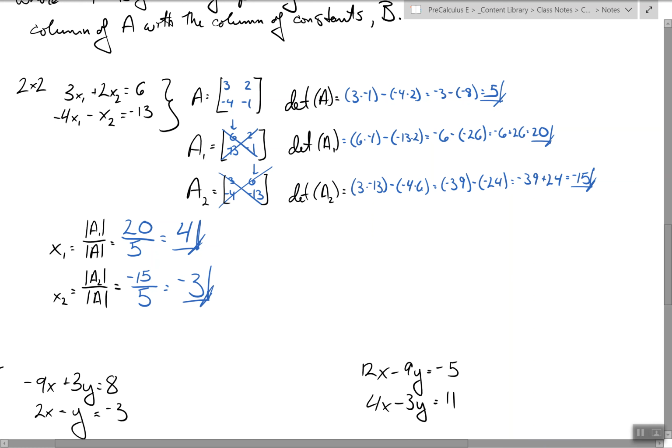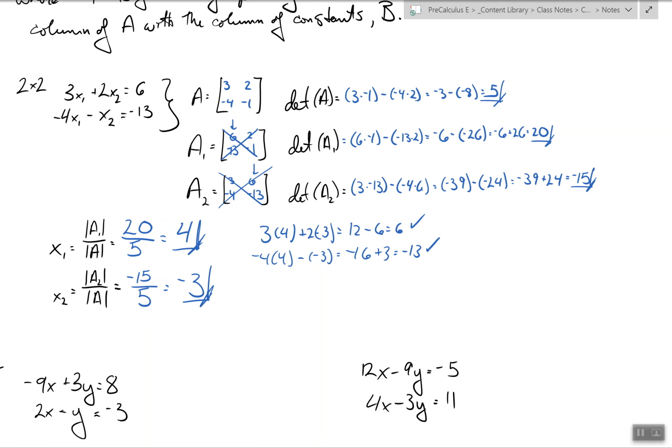Okay. So we've got our answers, and we can always go back and check them. So 3 times 4 plus 2 times negative 3, that is 12 minus 6, which is 6, good. And then negative 4 times 4 minus negative 3, which is negative 16 plus 3, which is negative 13. Awesome. Okay, so those are the solutions. We've got them.